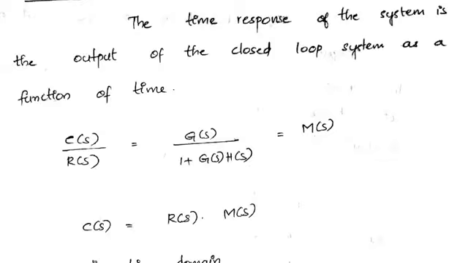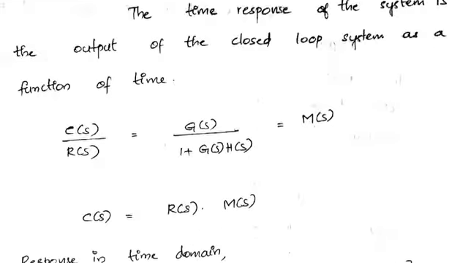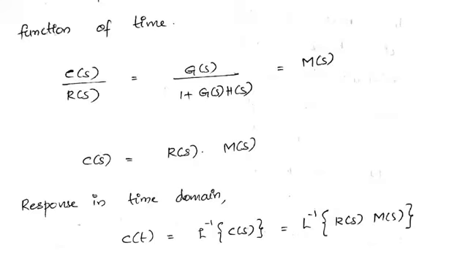Right. So how do we get the time response now? If we know C(s), then we can easily find out the time response c(t) by taking the inverse Laplace of C(s). So this c(t) is the response in time domain, or the time response. That c(t) is equal to the inverse Laplace of C(s). So that is L inverse of R(s) into G(s)/(1+G(s)H(s)). Here G(s)/(1+G(s)H(s)) is represented by this M(s). So that's the time response.